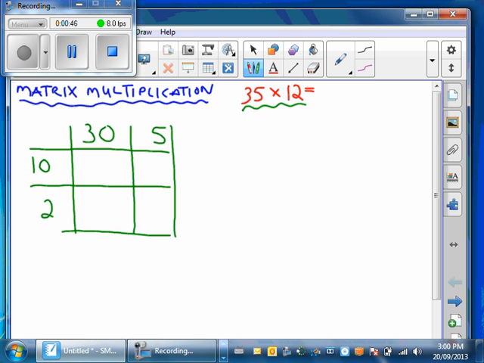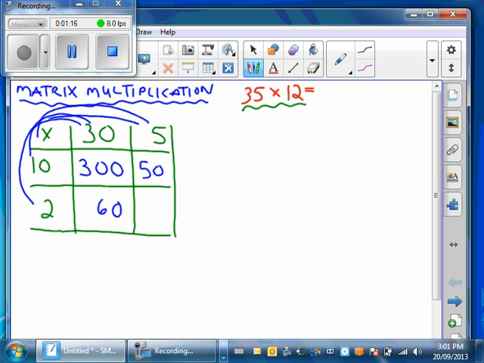Now, we're actually going to be filling in the blank spaces. Okay? So, we first look and we see 30 times 10. Well, that's really like saying 3 times 1 and then add the zeros in. So that's 300. And then we say 5 times 10. Well, that's 50. Now we say 30 times 2, which is 60. And we say 5 times 2, which is 10.